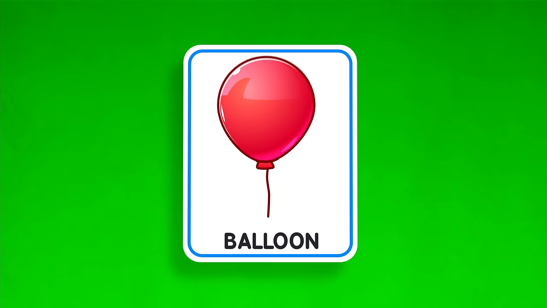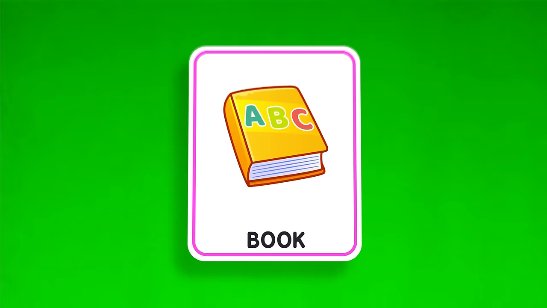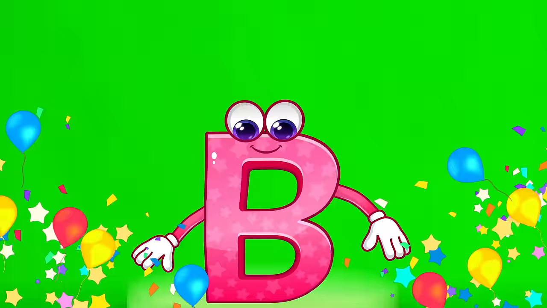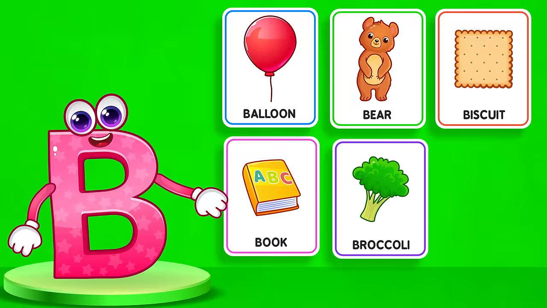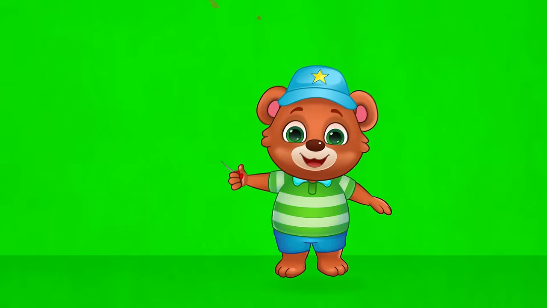Biscuit. Book. Broccoli. Butterfly. This is B. B is for balloon. Bear. Biscuit. Book. Broccoli. Butterfly. Woohoo!